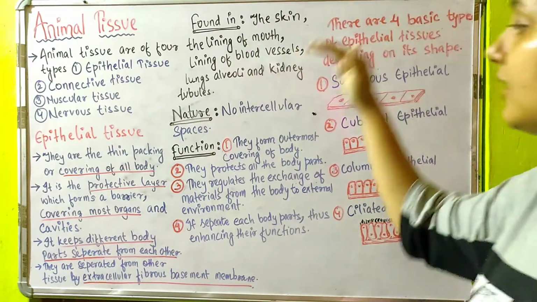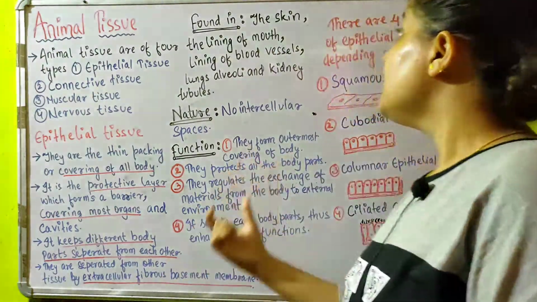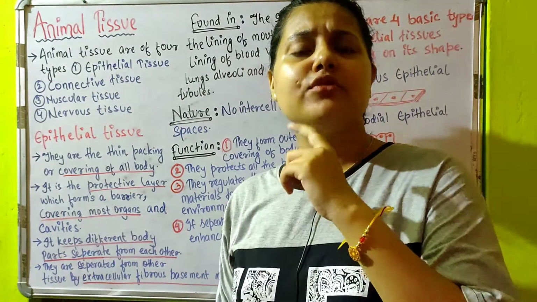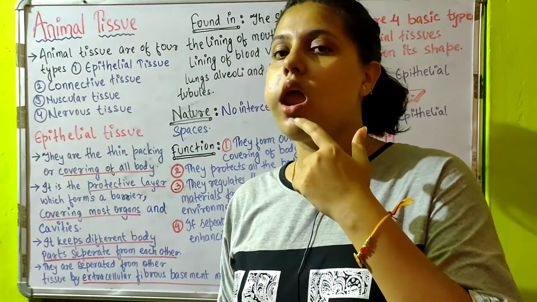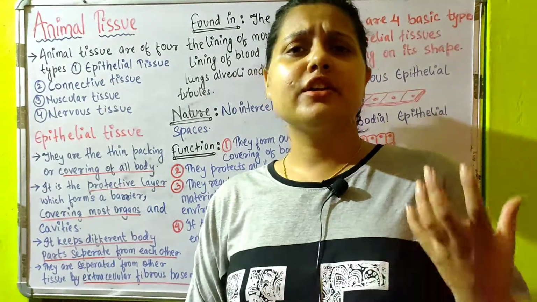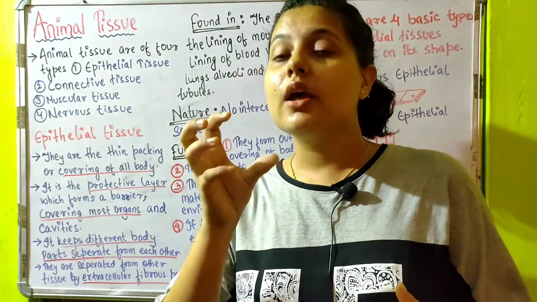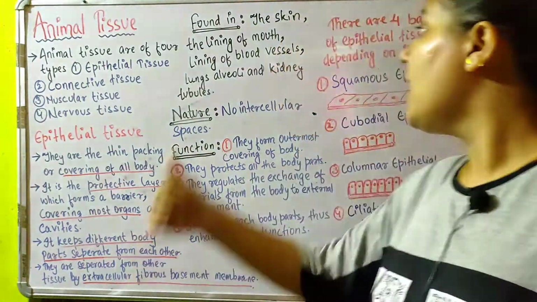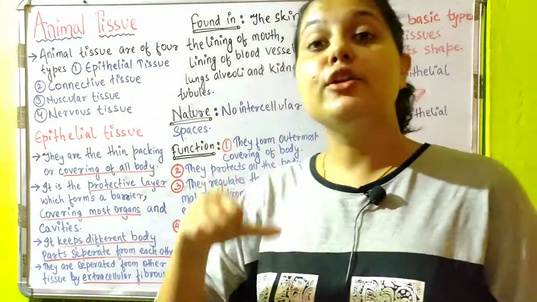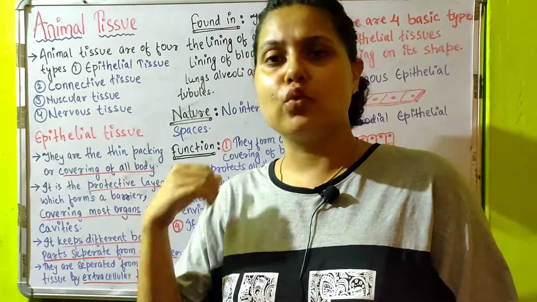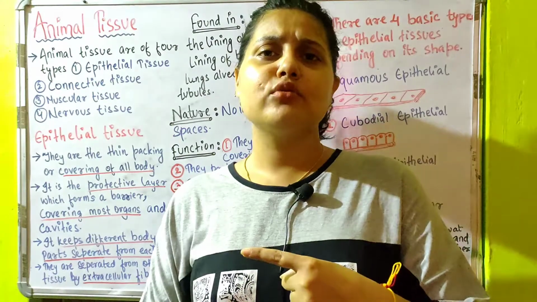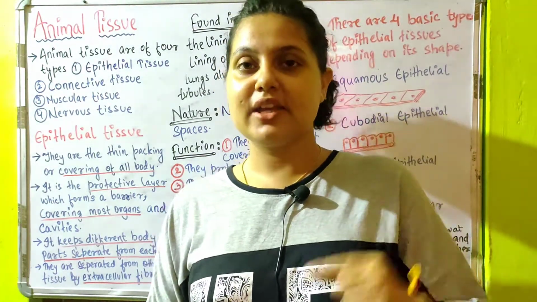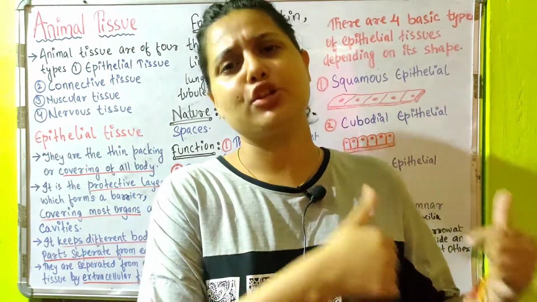Now coming to where epithelial tissues are found: they are found in skin, as I told you, and in the lining of your mouth, the part which you can touch with your tongue. We have studied the lung alveoli, right? The outer covering of the lung alveoli also contains epithelial tissue, and so do the kidney tubules. What are kidney tubules? Kidney tubules are the network or main unit which makes the kidney. You can say the cells of the kidney are known as kidney tubules.